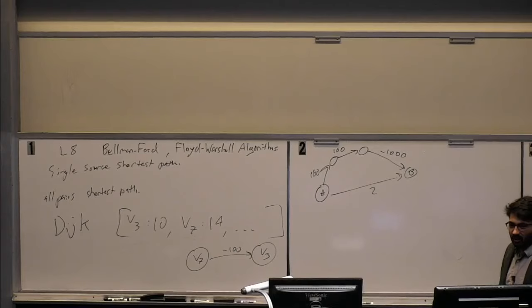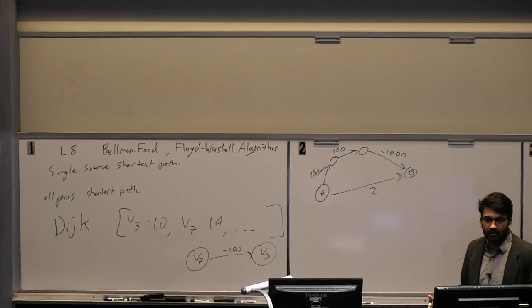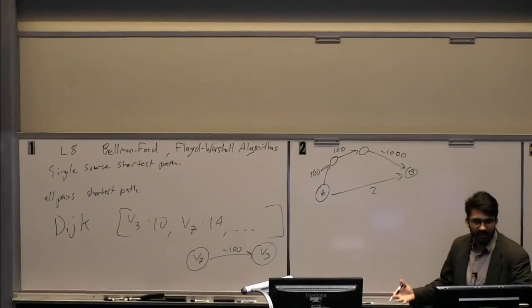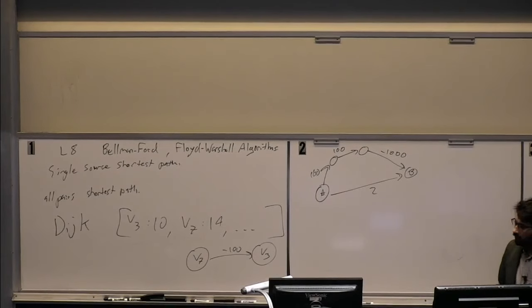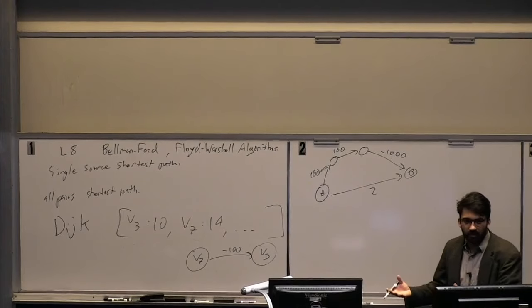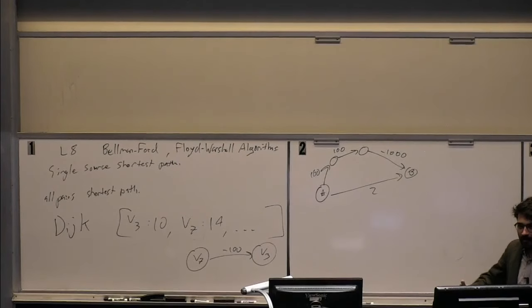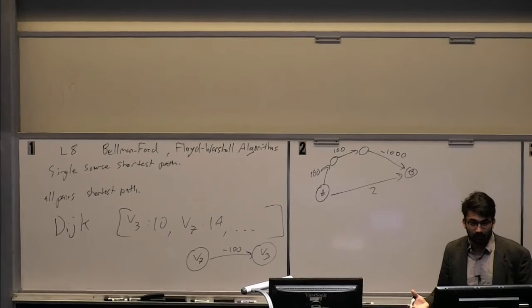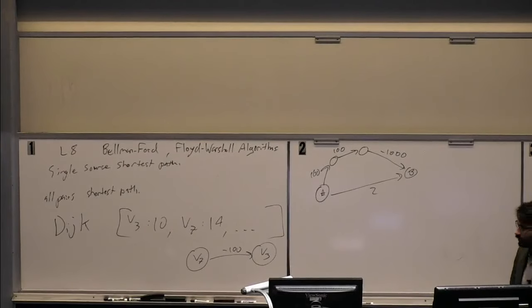Eventually, it'll take more than local updates to know that taking this path of length 100 ends up making it better, right? So in some sense, it goes through the smallest paths it knows at that time, but it doesn't know that perhaps as you go farther away, maybe you can come back down. That's another reason why Dijkstra's doesn't work.